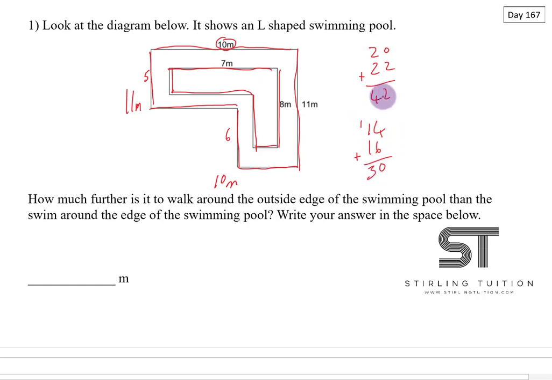So now we need to know the difference between these two. So we'll just do 42, take away the 30, which leaves us with 12.